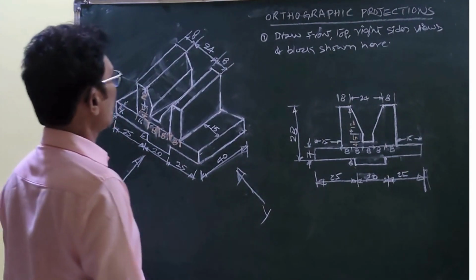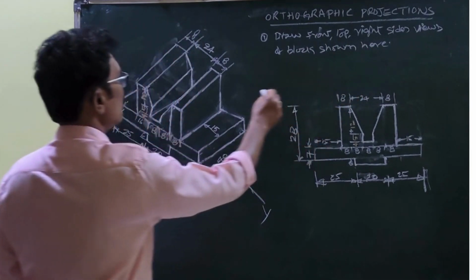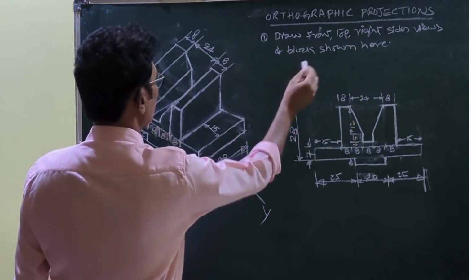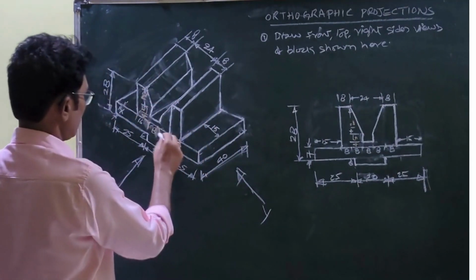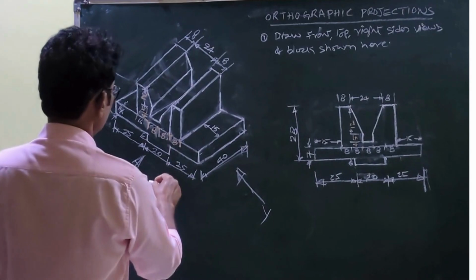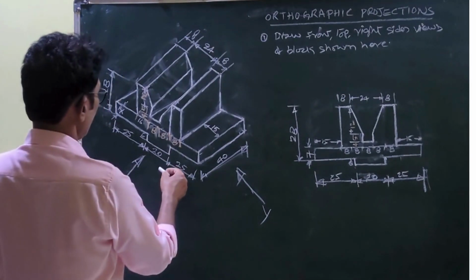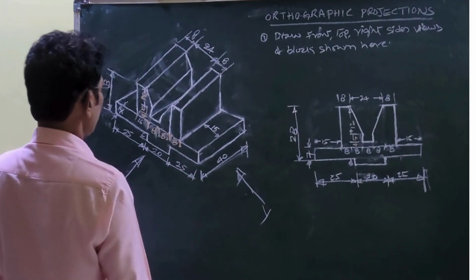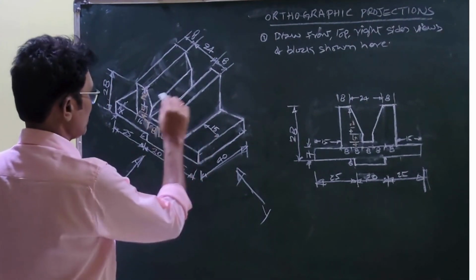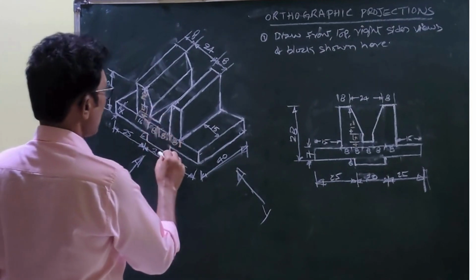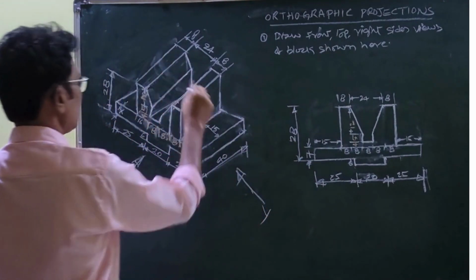Okay, coming to this problem: draw the front, top, and right side views of the block shown here. So this is the diagram. Of course, I have drawn this freehand, so I could not get a 100% perfect diagram, but please understand here. I will explain. This diagram is given, and from it we have to develop the front view, top view and side view.